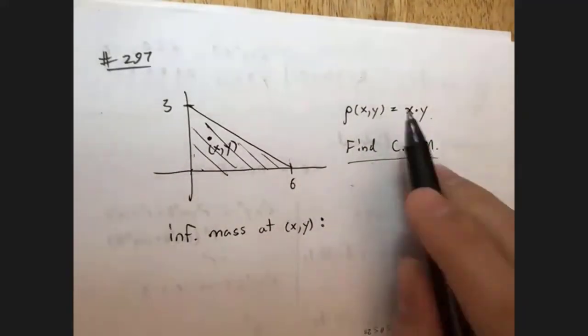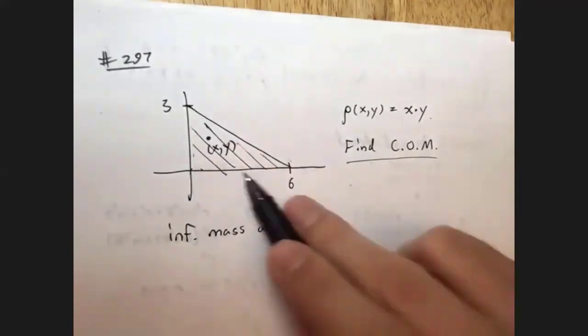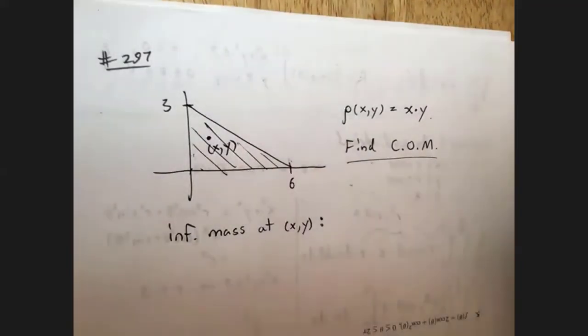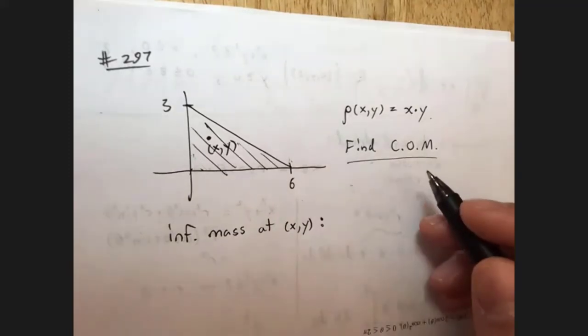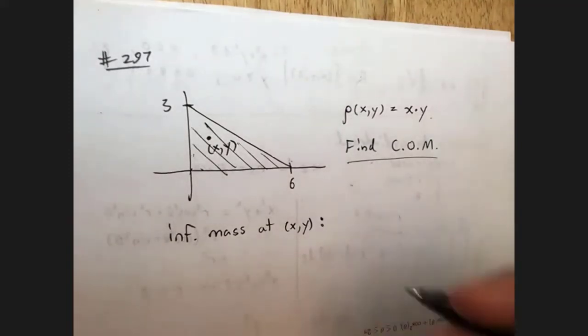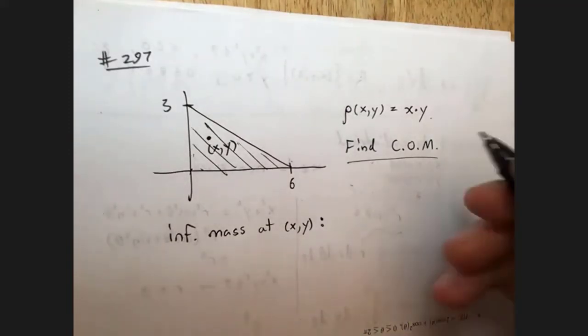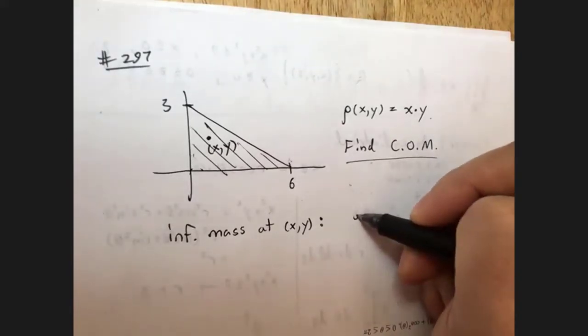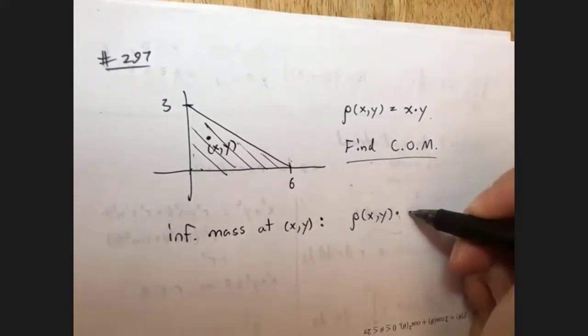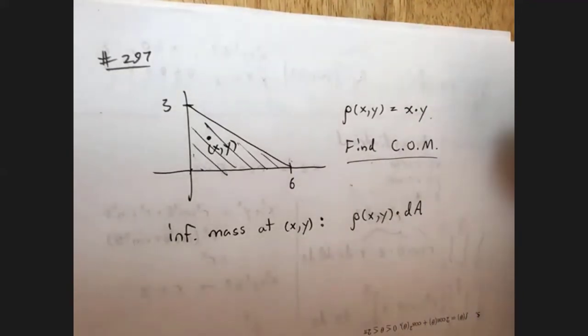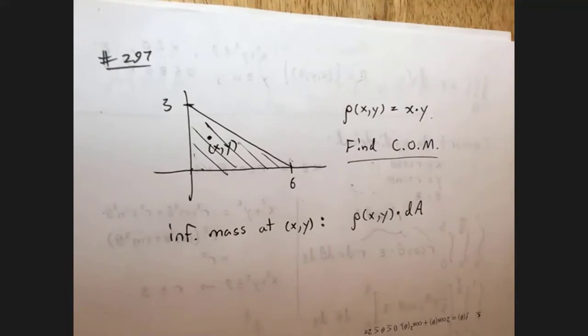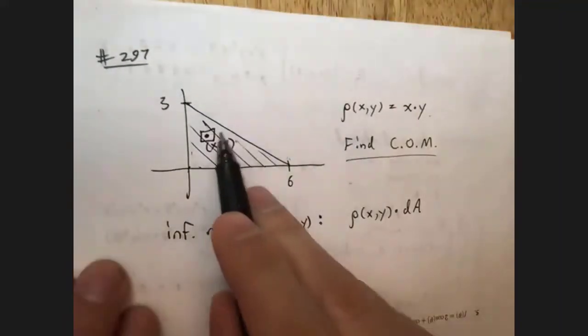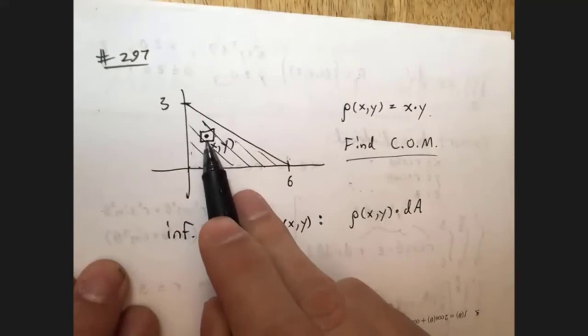Well, the density for a plate in a two-dimensional problem is not the linear density, it's the square density. The square density is mass per unit area, so it's going to be like kilograms per square centimeter. So if I want to get back to mass, I'll multiply the density times area. So the infinitesimal mass is going to be the density at the point multiplied by dA. Instead of dx, the two-dimensional version is dA. So we're multiplying the density times a little chunk of area.